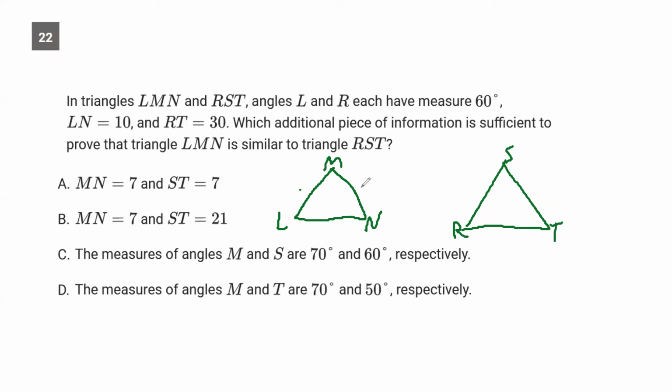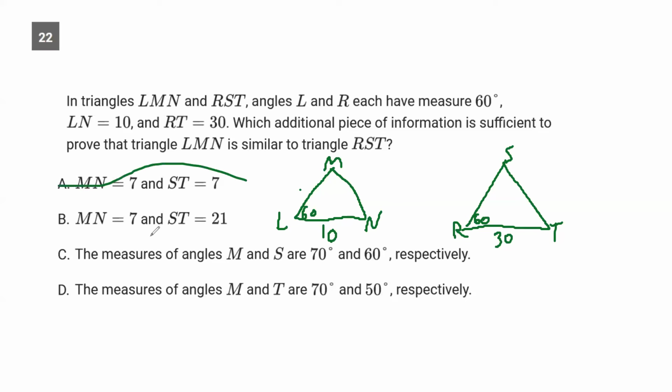Okay, so MN is 7. Oh, no, that's not 7. That's the answer choice. So LN is 10 and RT is 30. We have each measure at L and R 60. And here also 60. So they told us MN and ST are both 7. That would say they weren't similar because we don't have this ratio of 3 to 1 that we have with LN and RT.